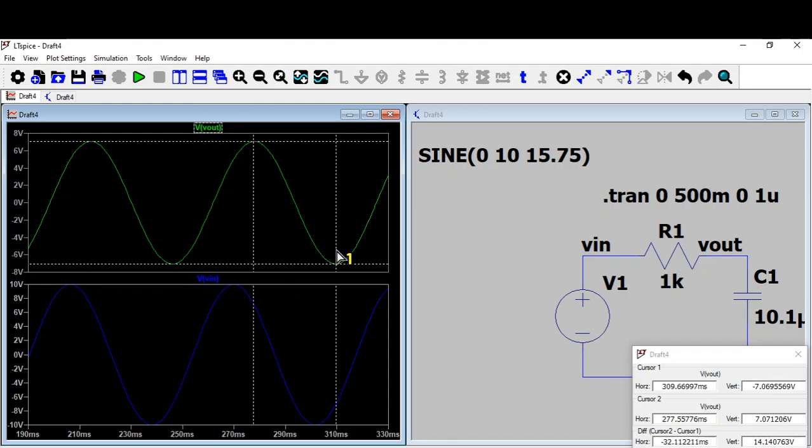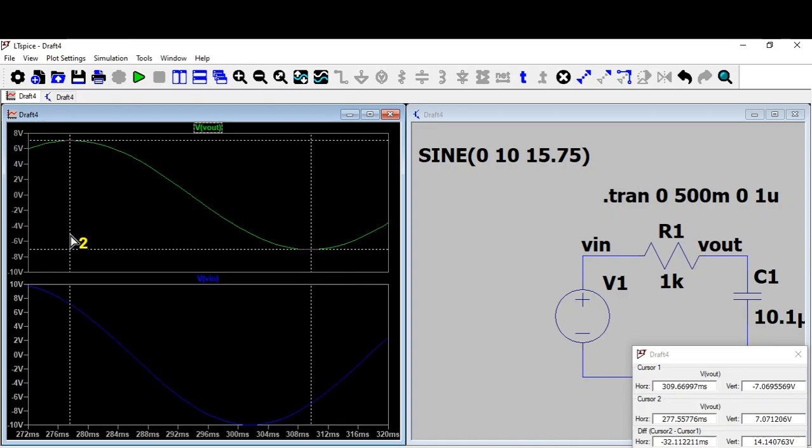Can you see how much is the time period? From here to here it is 180 degrees. How much is the time? Let me say that for 180 degrees the time is 309.66 millisecond. Maybe let me go to the exact peaks here. So this is from here to here.